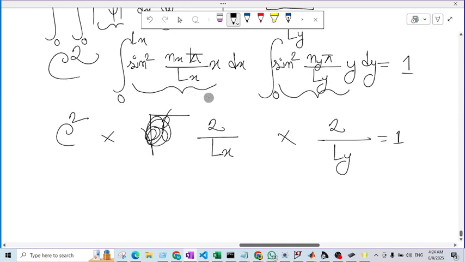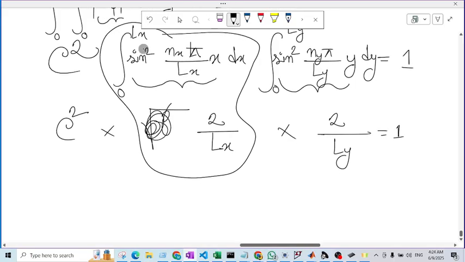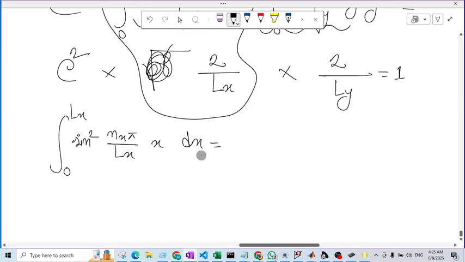Okay, let's check only one thing. Will I get this term equal to 2 by lx or not? And similarly we can tell that this term is also equal to 2 by ly. Okay, let's see the first thing here. Let's see the integral of sin square nx pi by lx into x from 0 to lx dx is equal to what? Let's see if it is equal to 2 by lx or not.